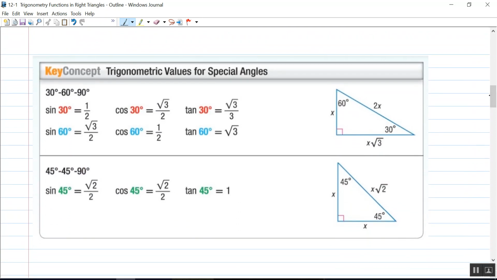Here's a little chart from your textbook. You'll be asked to memorize this later on, but these are the trig values for special angles. And you'll see our friends from geometry last year, the 30, 60, 90 right triangle and the 45, 45, 90 right triangle. This is going to come up and be very helpful in, I believe it's section 3, when we talk about the unit circle.